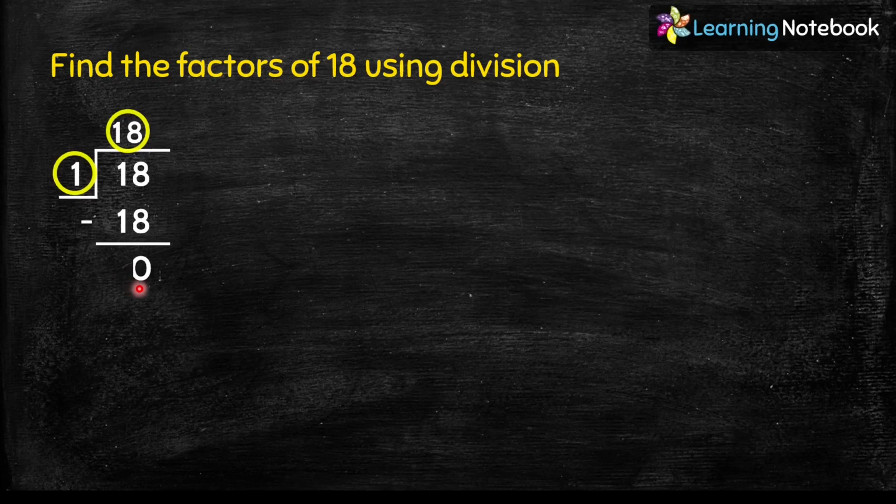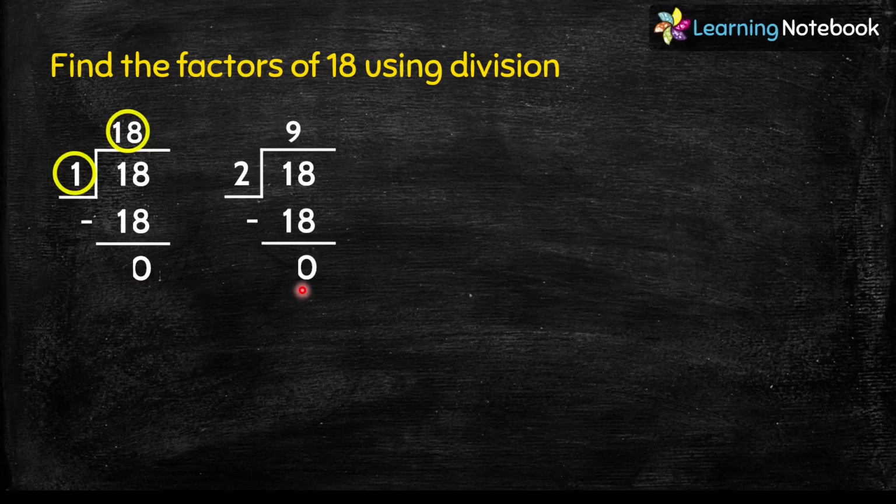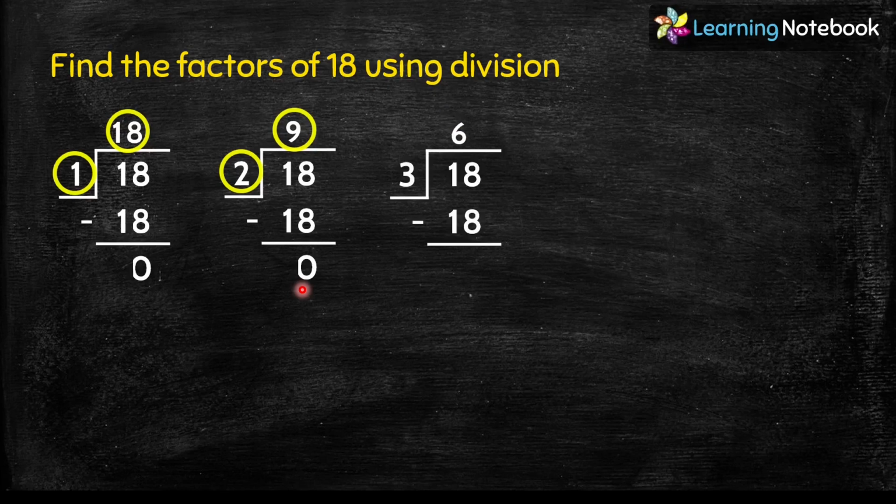Now, we will divide 18 by 2. And again, we get remainder equals to 0. So, 2 and 9 are also factors of 18. Next, let's divide 18 by 3. Again, we get remainder equals to 0. Therefore, 3 and 6 are also factors of 18.